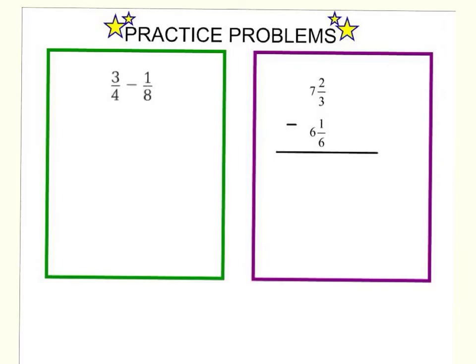I'd like for you to try two practice problems on your own. Remember the steps. You need to find a common denominator, then make equivalent fractions, then subtract the fractions. The first problem I want you to do is 3/4 minus 1/8. And the second problem is 7 2/3 minus 6 1/6.